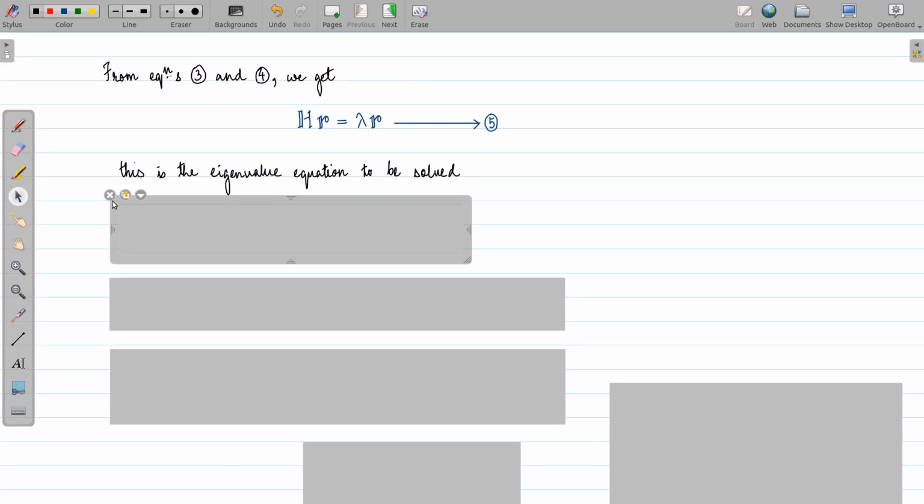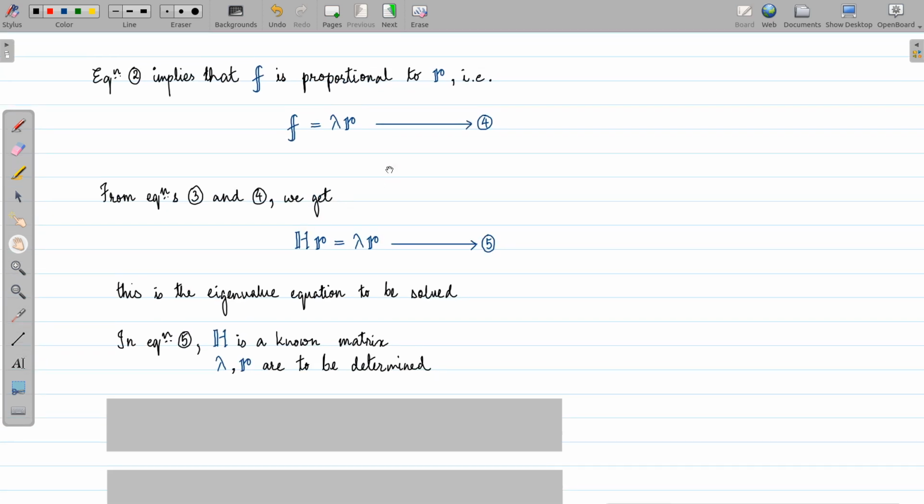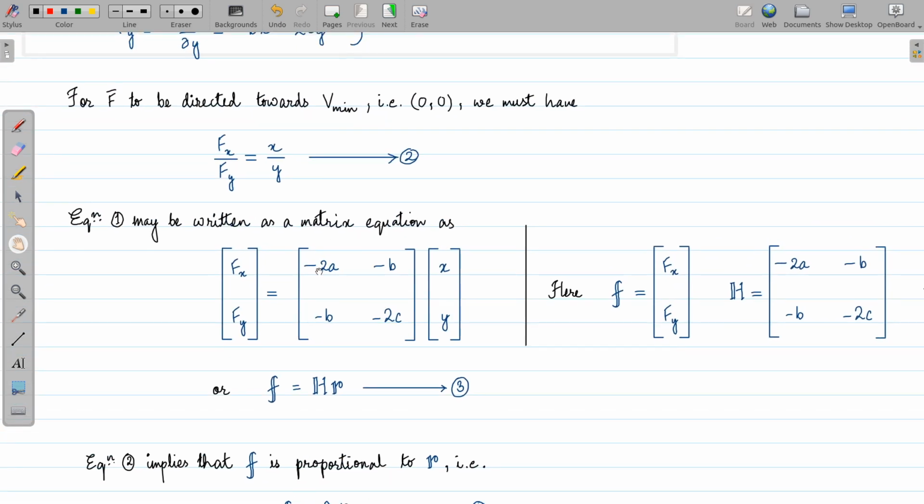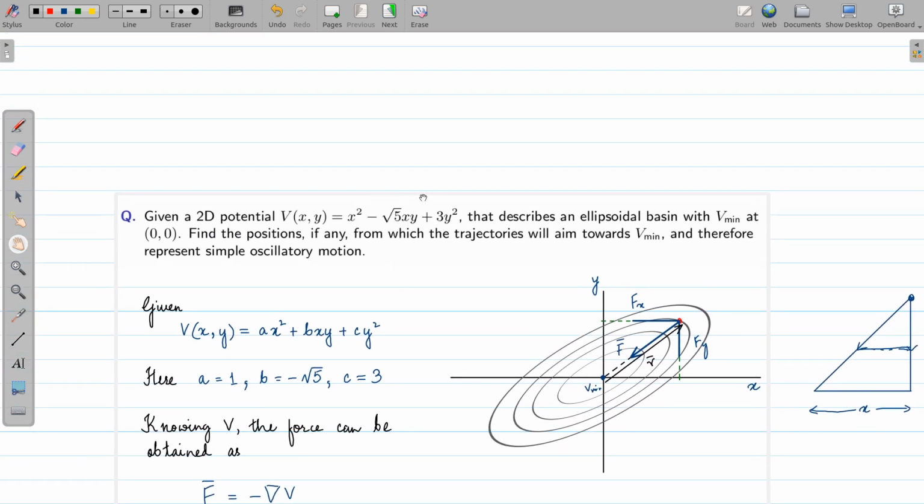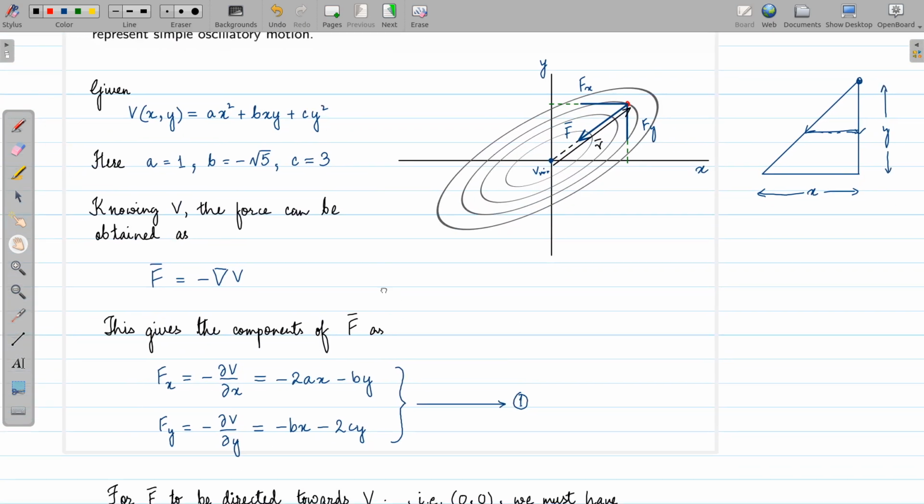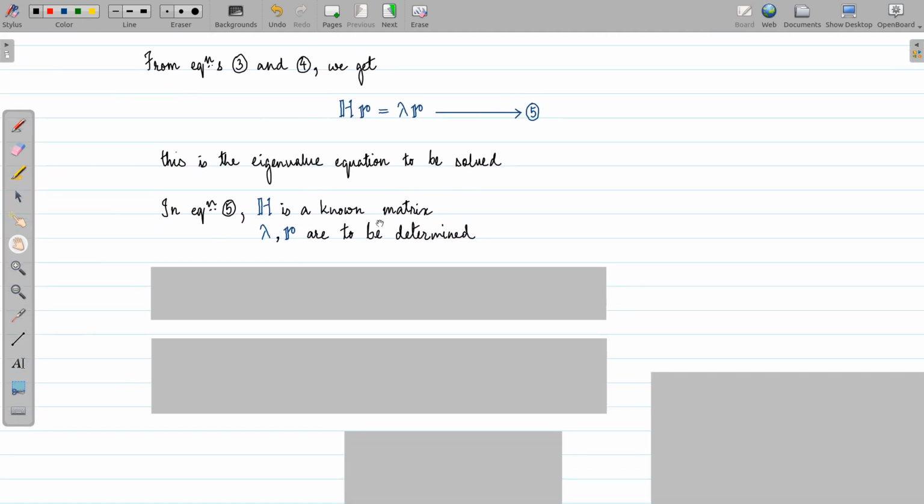Now in this equation number 5, this is the eigenvalue equation which needs to be solved, and over here H is a known matrix and lambda and R are the quantities that we need to determine. That's basically what solving an eigenvalue equation entails. H is known, so twice A, B and C, these are the quantities which are already known to us from the form of the potential. If you know A, B and C, you know what H is. So H is a known matrix and lambda and R are the quantities that we need to find out.